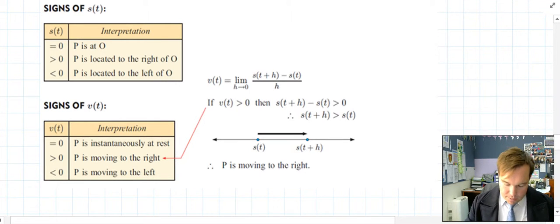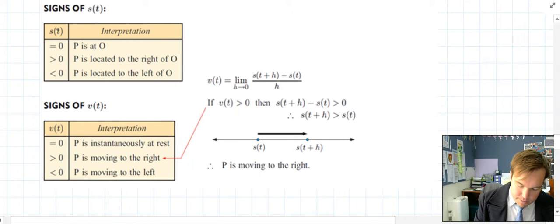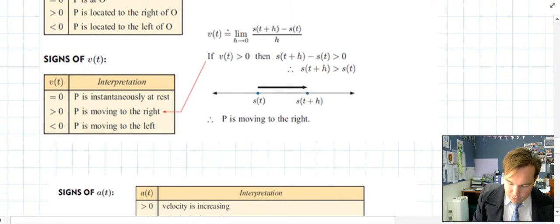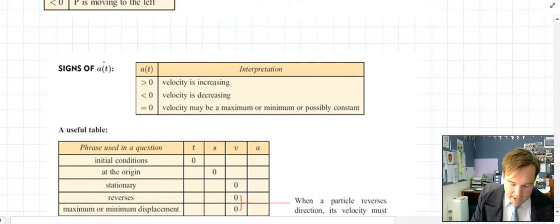So the interpretations of s(t), displacement, when it's equal to 0, the point is at the origin. I've said this before, located to the right, located to the left. Velocity, you don't have to worry about the proof, but if the velocity is equal to 0, then it's instantaneously at rest. If it's moving to the right, the velocity is positive. If it's moving to the left, then the velocity is negative. a(t), similarly, if it's positive, it's increasing. If it's negative, it's decreasing.